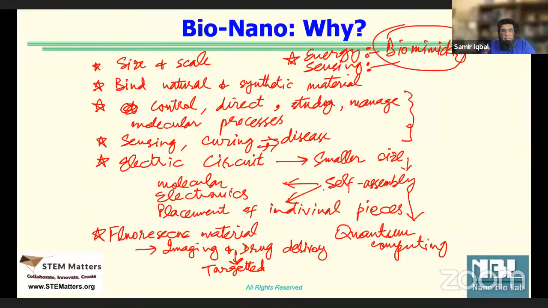Because we have seen many examples where living things have many hierarchies of size. So at the micro scale, when you zoom in, you see nanoscale features. So we can create those in this situation. When we talk about sensing, it's sensing and curing. Both are related to disease. Both are related to diagnosis and therapy as well.